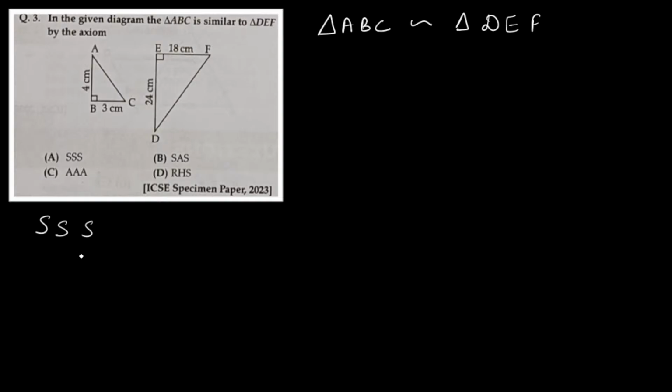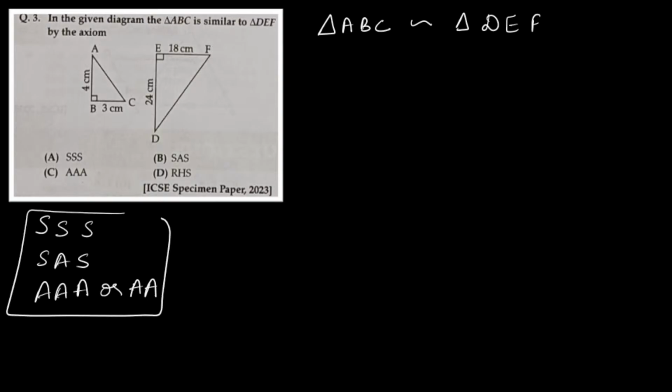First is side, side, side, then side, angle, side, and angle, angle, angle, or angle, angle. Two angles most of the time we use. Only these 3 rules are there. So that means the fourth option won't be an answer. So we have to decide. Now what is given to us? We will see the given things.